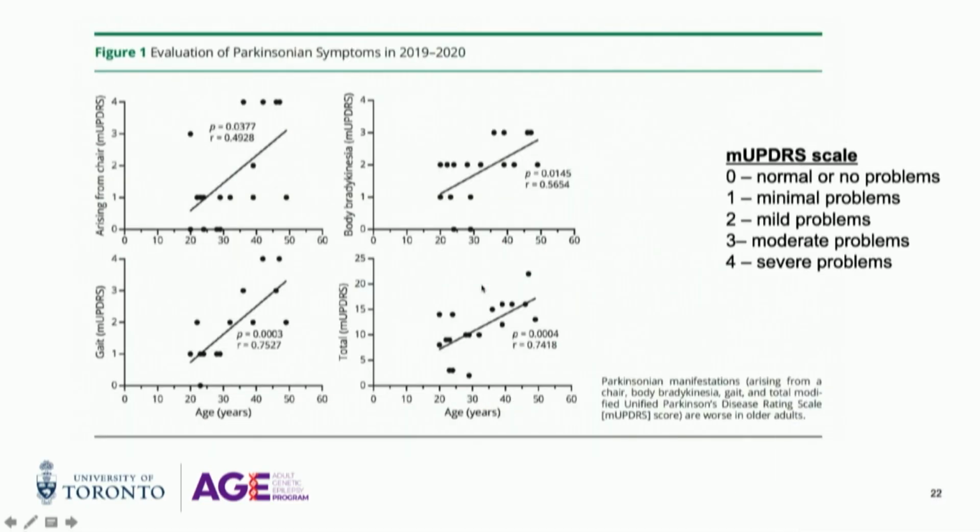Then we look at other patients that we had not seen in 2014, but we look at all those things, and again, we could tell that older patients had worse symptoms, both in terms of their gait and their movements. Everything seemed to be worse in those older patients.